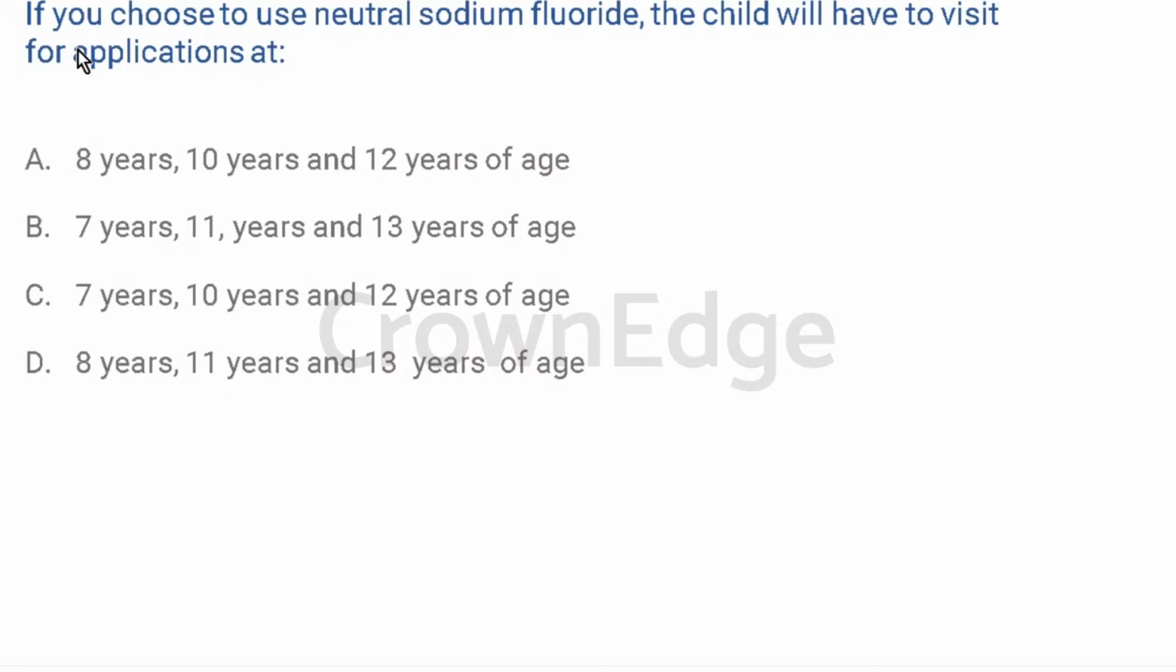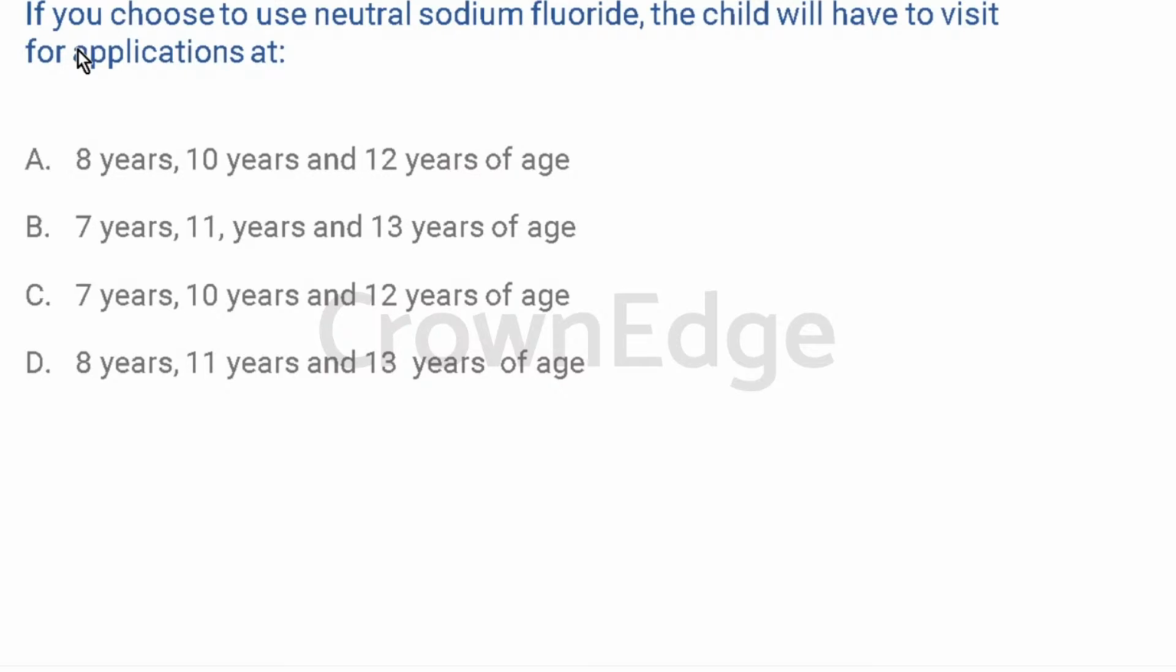So if you go back and remember, we talked about the neutral sodium fluoride application, which is known as the Knutson's technique. Correct? All of you are with me on this? So the neutral sodium fluoride is your Knutson's technique, all right? So according to Knutson, the age for application would be option B, okay?